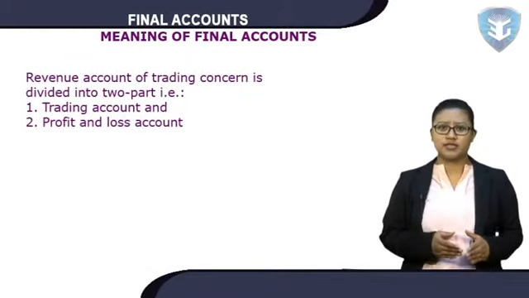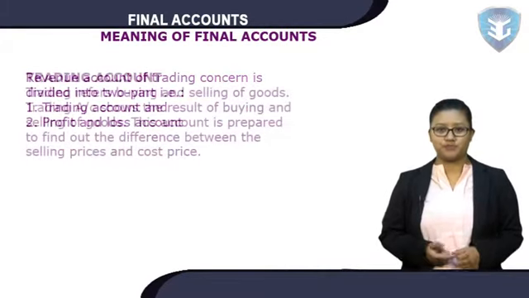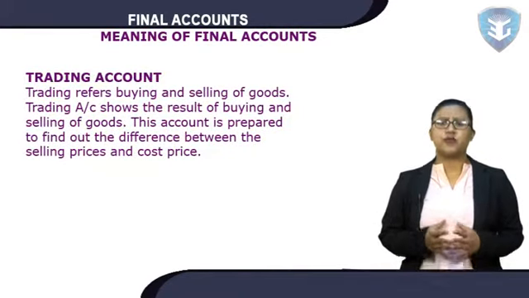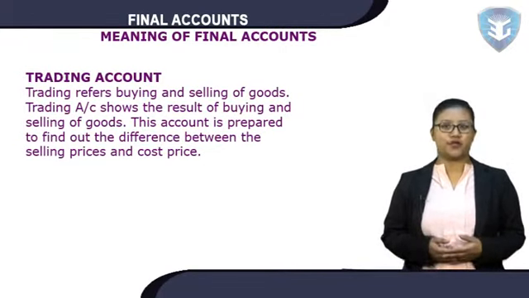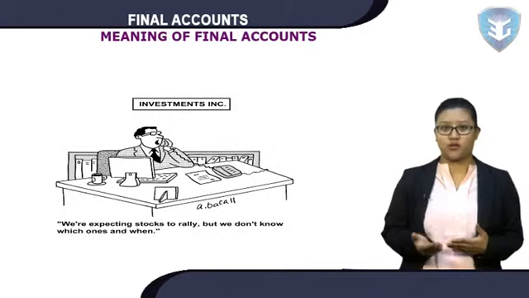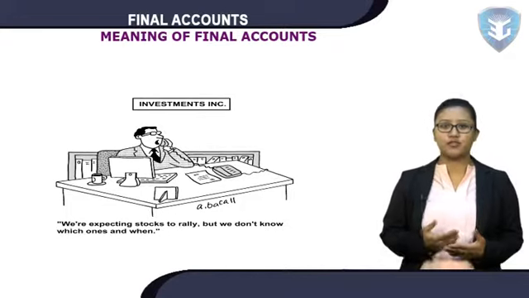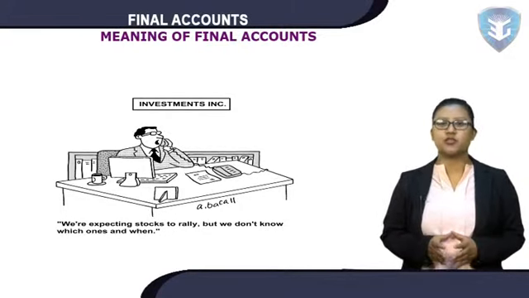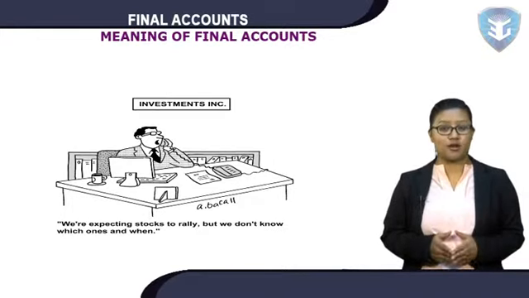The revenue account of a trading concern is divided into two parts, that is, trading account and profit and loss account. Trading account. Trading refers to buying and selling of goods. Trading account shows the result of buying and selling of goods. This account is prepared to find out the difference between the selling price and the cost price. If the selling price exceeds the cost price, it will bring gross profit. Trading account constitutes the first segment of the income statement. It is an account which is prepared to ascertain the gross profit or loss of the business. It is called trading account as it reveals the trading result of the business.